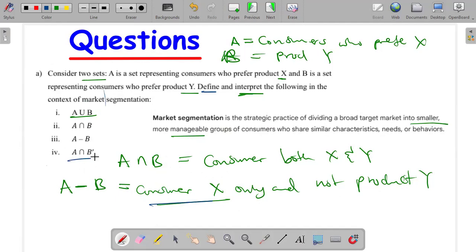And then here, A intersect B complement is the same as the set difference of A and B. Because the other way of writing the set difference is A intersect, and then the complement goes to the B. So this will have the same interpretation, which we've already looked at, that they like only one product.